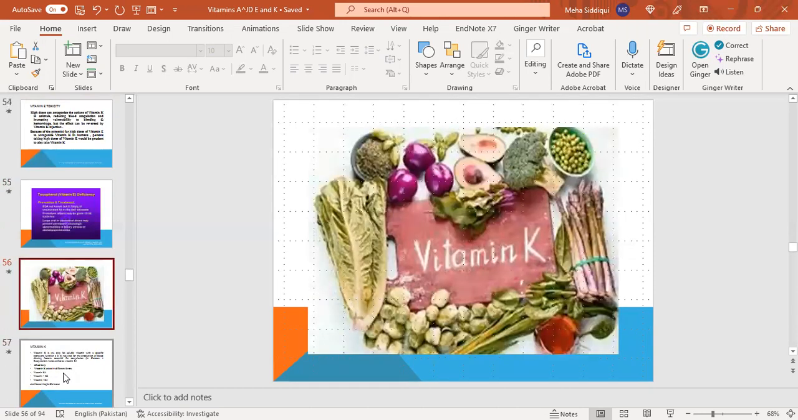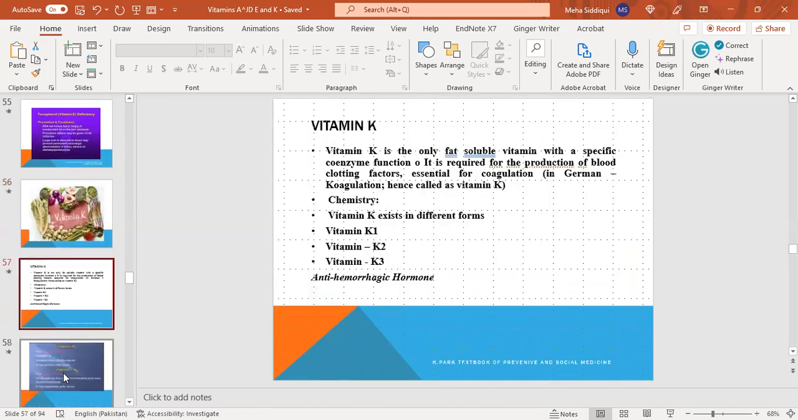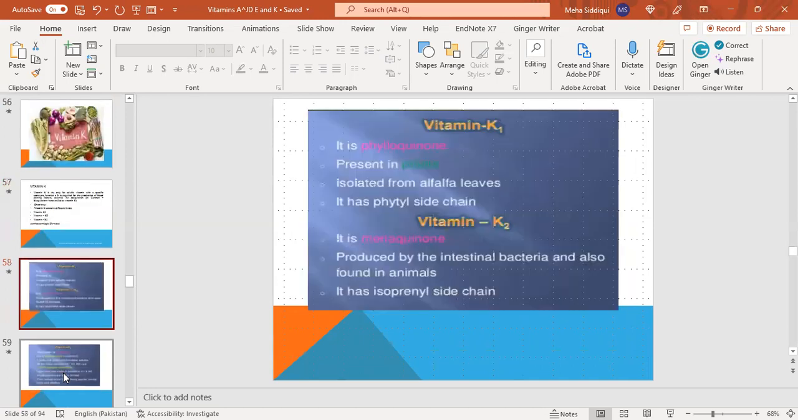And this is the last fat soluble vitamin, that is vitamin K. Vitamin K is the only fat soluble vitamin with a specific coenzyme function. It is required for the production of blood clotting factors essential for coagulation. It exists in different forms, that is vitamin K1, K2, K3, and it is also called anti-hemorrhagic hormone. K1 is phylloquinone, present in plants, isolated from alfalfa leaves. It has a phytyl side chain.